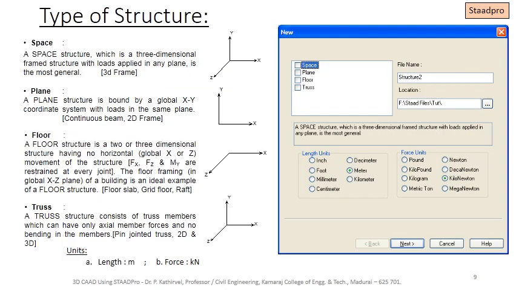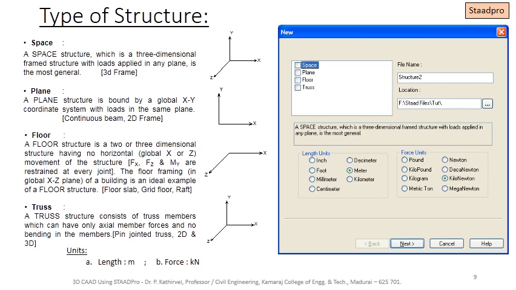So to begin with a new exercise in STAADPro, initially the type of structure needs to be selected. Basically there are four types which have to be given as input. The first type is space, which is a three-dimensional framed structure with loads applied in any plane. The second one is plane, which is bound by the x and y axis. The examples are continuous beam and 2D frames.